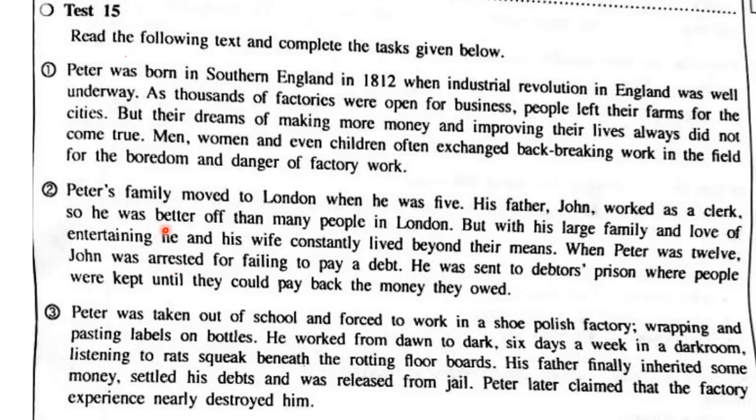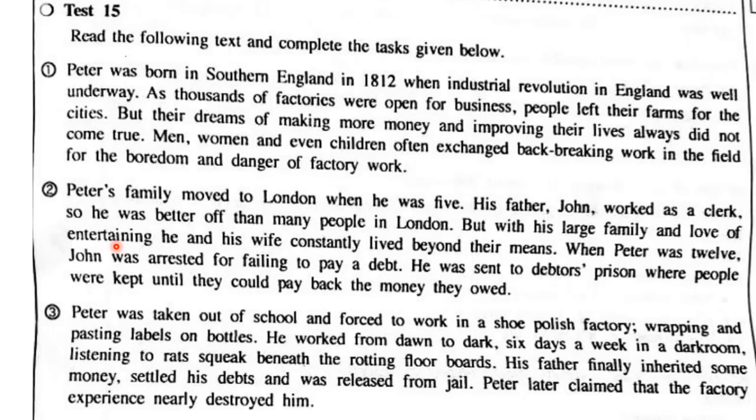So he was better off than many people in London. Compared to others, he was quite good. Why? Because he did not have to do any sort of very hard, back-breaking manual labor. But with his large family and love of entertaining, he and his wife constantly lived beyond their means. What happened? He had a large family, a lot of children, and a lot of mouths to feed. At the same time, he had a love of entertaining. He loved to play cards. He went gambling.